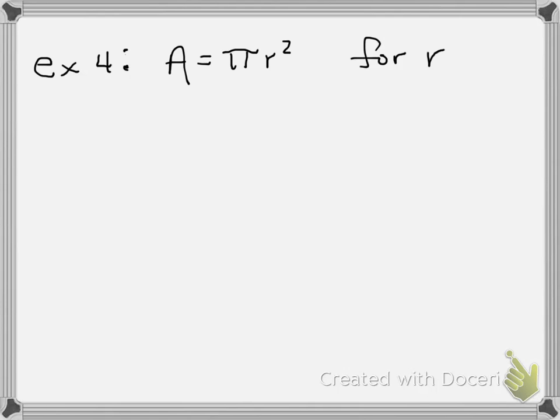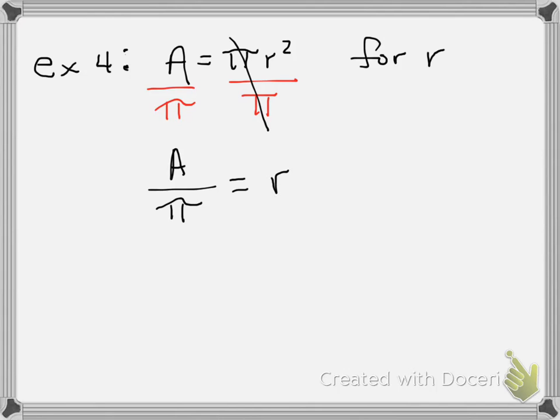Alright, so what's being done to R squared? Well, it's being multiplied by pi. So if it's being multiplied by pi, what's the opposite of multiply by pi? Divide both sides by pi. So we have area divided by pi equals, these will cancel out, and you have R squared.